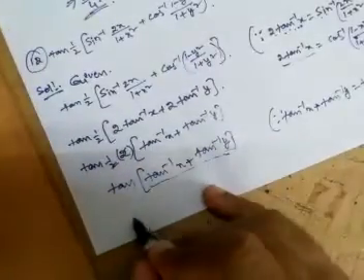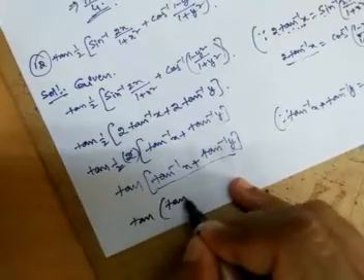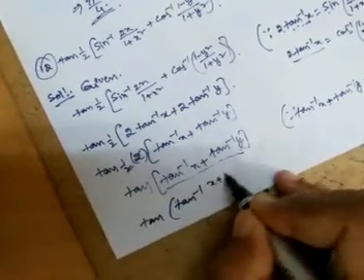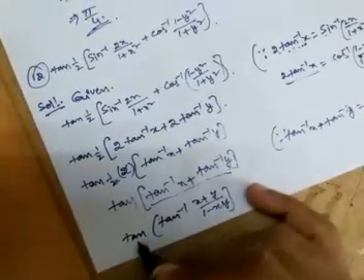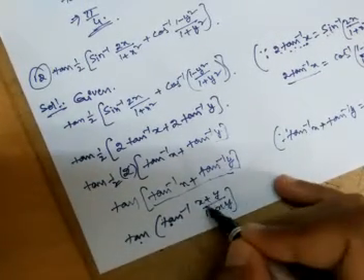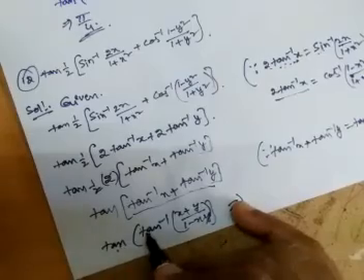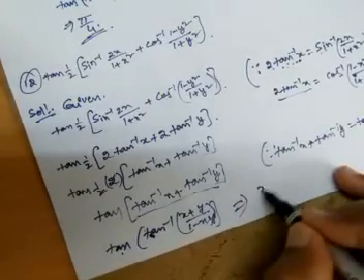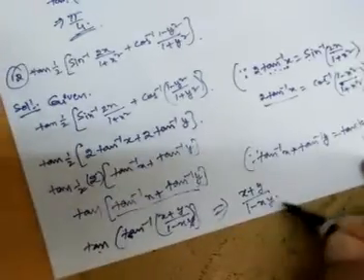You can write here tan of tan inverse of x plus y by 1 minus x into y. Now tan of tan inverse of theta gives theta. Therefore tan inverse gets cancelled. The remaining value is x plus y by 1 minus x into y. This is the final answer.